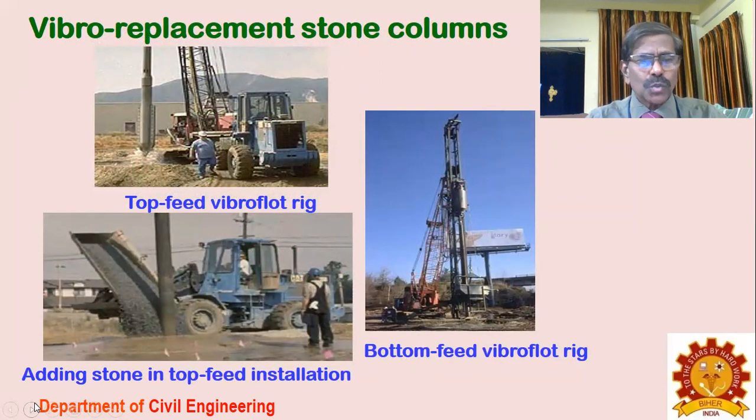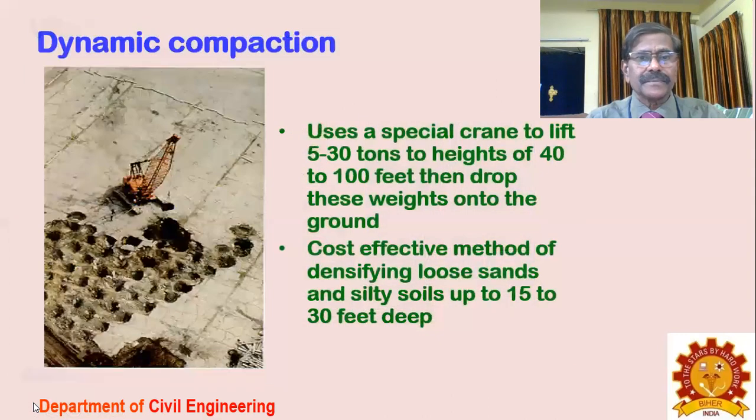Vibro replacements and stone columns. So that's how the stone columns are being used. Bottom fed vibrator, adding stone. You can see the stones are being fed into the installation. Top feed Vibro-flotation. So when you put this Vibro-flotation, it pushes the soil outside. Then you dump in the stone columns. That's how the Vibro-flotation works, and that's how the soil stabilization also works.